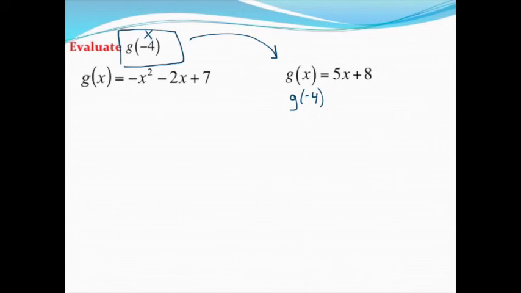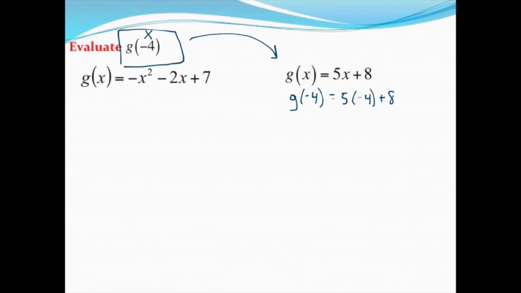Now that's just a notation. It does not mean g times negative 4. And then equals 5 times x, where x is equal to negative 4, plus 8. And really, this part I don't even need to worry about. It's just kind of there as a notation. All I want to work out is this right-hand side of the problem.